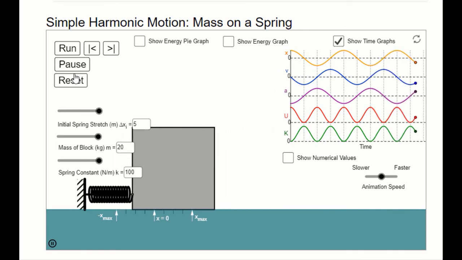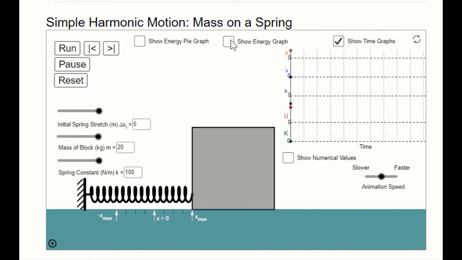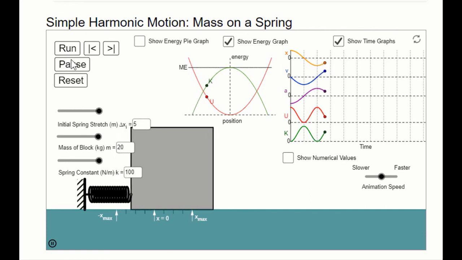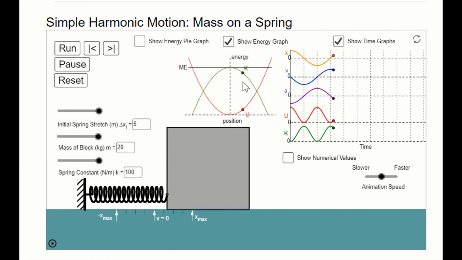Again let's reset it, and now let's consider the energy graph. Let's run it again. As you can see, if we pause at any random time, this red line indicates the potential energy curve. The green line indicates the kinetic energy curve. So at this position of the oscillator, this is the potential energy and this quantity is the kinetic energy. Now if you add these two, the kinetic energy and the potential energy, you get the total energy represented by this line. How to add them? This is the kinetic energy and you put the potential energy on top of that. So you see, you will get this point, right?